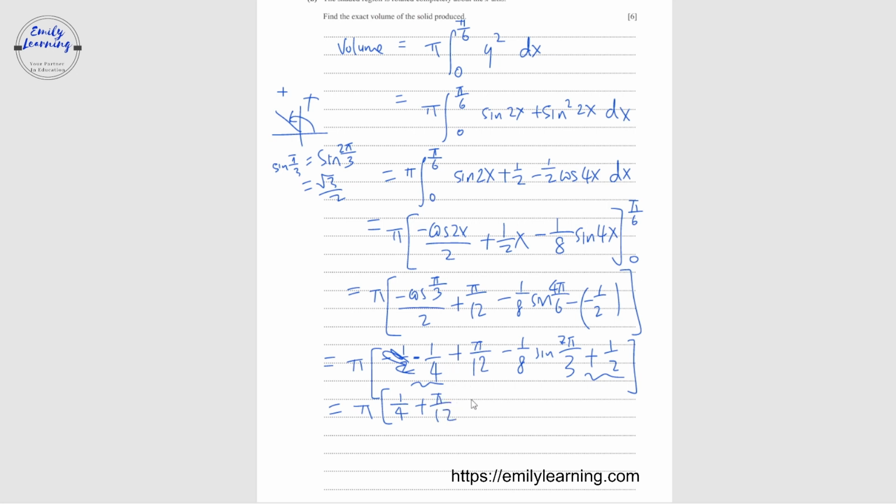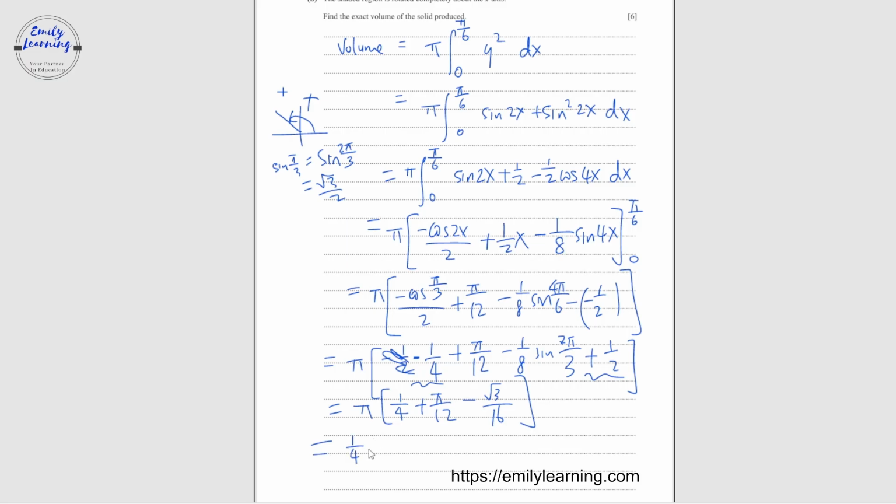This one plus pi over 2 minus 1 over 8 times root 3 over 2. If I multiply these together, it is root 3 over 16. So let me rewrite it as root 3 over 16 instead. Okay, so I'll get 1/4 pi plus 1 over 12 pi squared minus pi over 16 times root 3 units cubed as the volume. So this is the answer for part B.